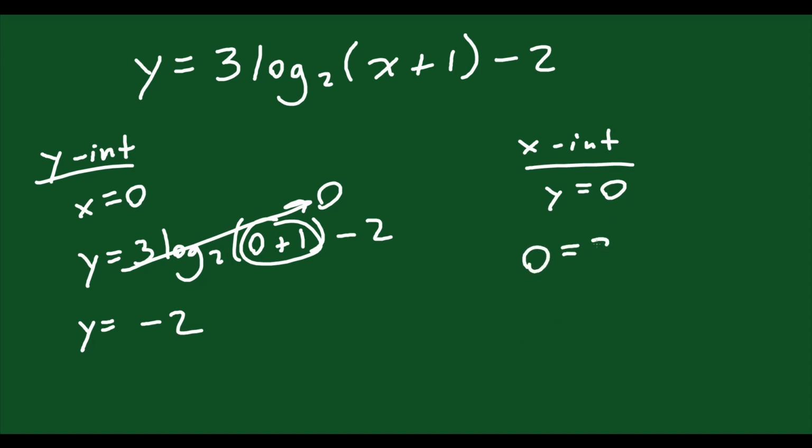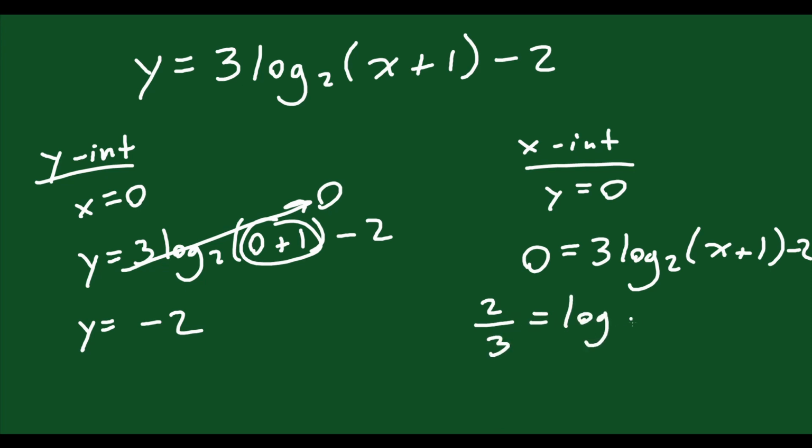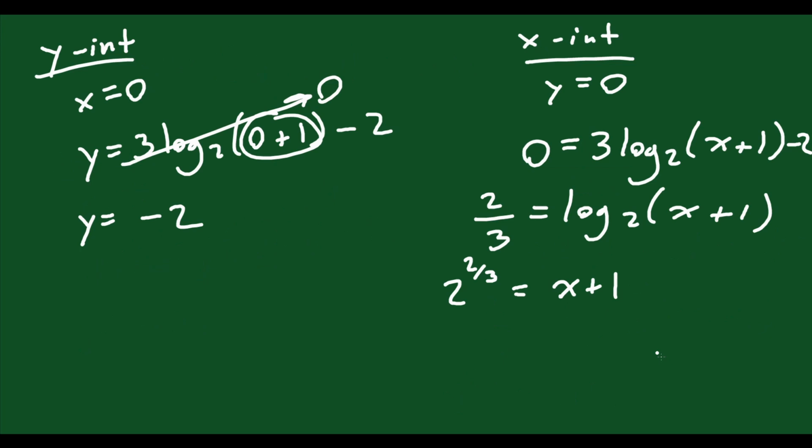For your x-intercept, you set y to 0. So 0 equals 3 log base 2 of x plus 1, minus 2. Now you solve for x. Bring the 2 to the other side, divide both sides by 3. 2/3 equals log base 2 of x plus 1. You can isolate for x, just rewrite this as an exponential. So 2 to the 2/3 is equal to x plus 1. Just go around the horn. 2 to the 2/3 equals x plus 1. Bring the 1 to the other side. 2 to the 2/3 minus 1 is equal to x. And that's equal to approximately 0.587.